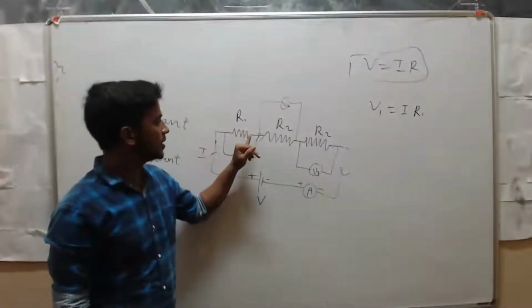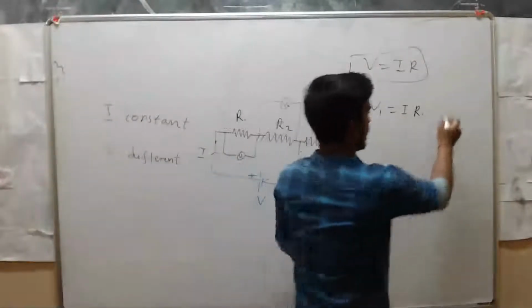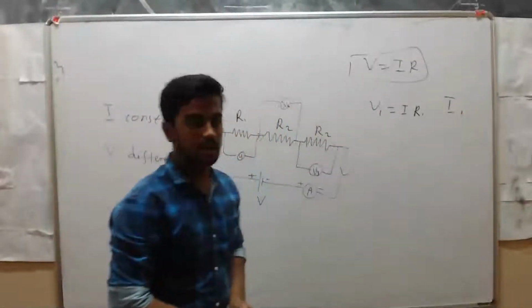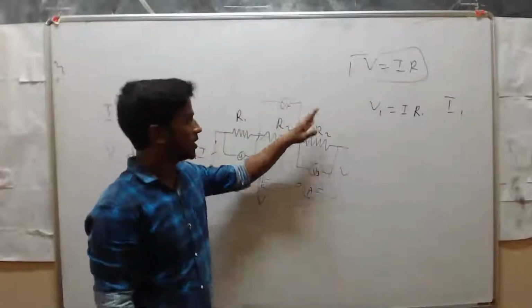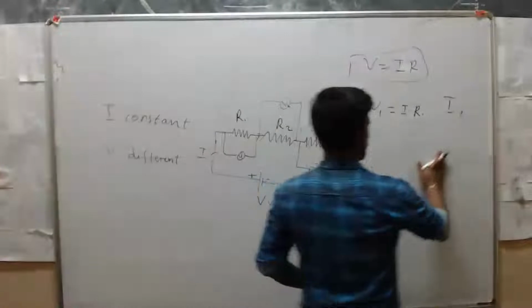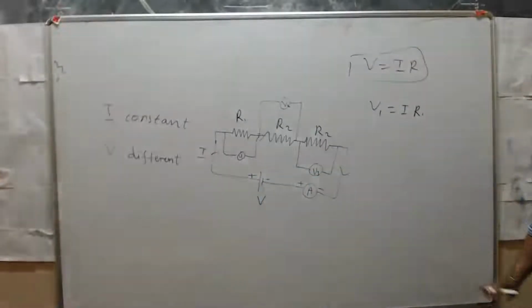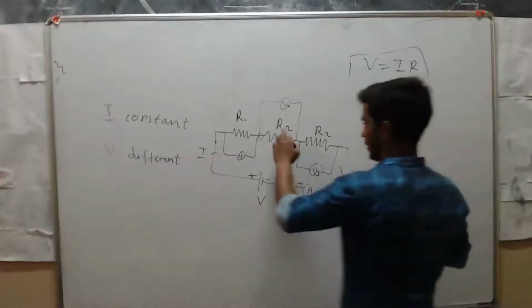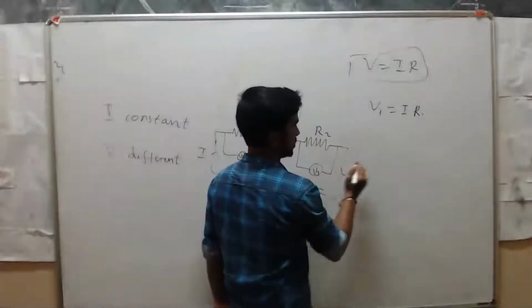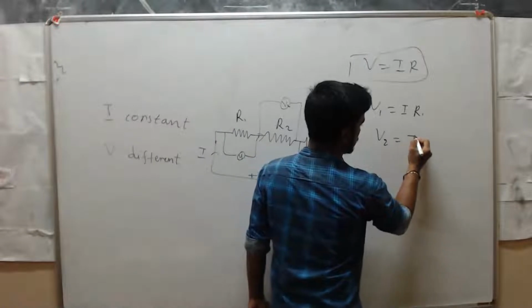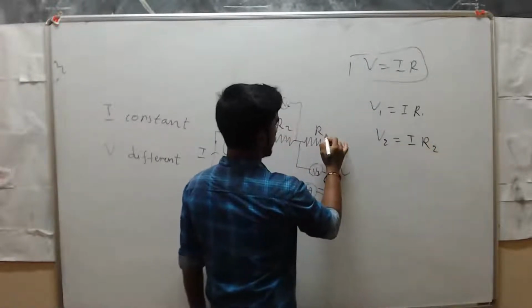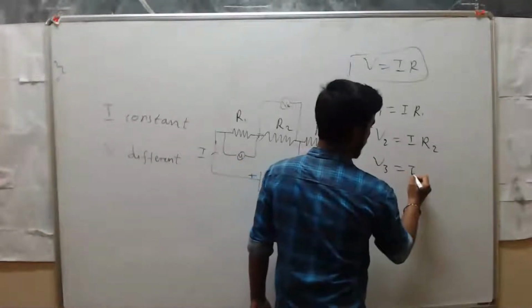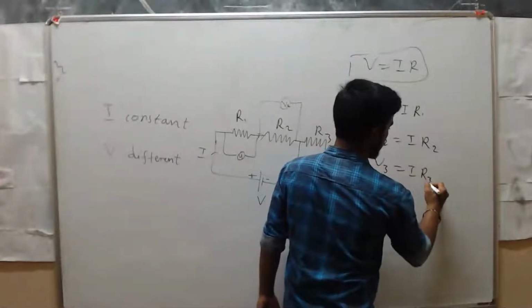And the current, see here I have not taken I1. Why? Because the current across the circuit and current across R1, R2, R3 is the same. Current is constant, so that's why here I have taken current as I. Next, suppose you want to calculate the voltage across this resistor, we use V2 is equal to I into R2. Then for R3 we use V3 is equal to I into R3.